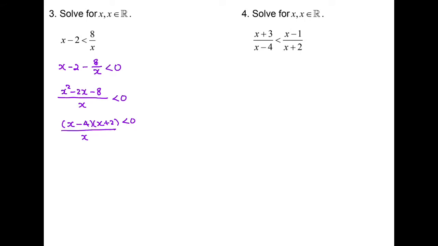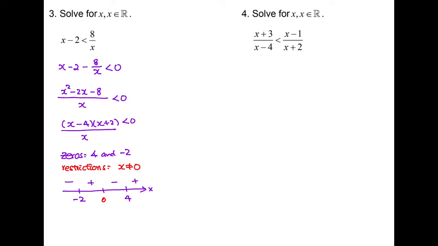Step 4. Let's find the zeros. x minus 4 equals 0 means x could be 4. Or x plus 2 equals 0 means x could be negative 2. Restrictions. x can never be 0. Now, let's put the zeros and the restrictions on the number line and check the positive and negative intervals starting from the most right-hand side. Then we will get positive, negative, positive, negative. Since x can never be 0, at x equals 0 it is an empty dot. And there is no equal sign in the inequality. That means both zeros will be excluded too.